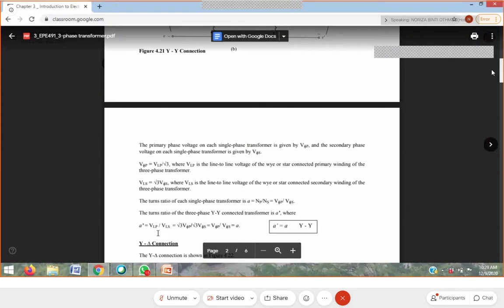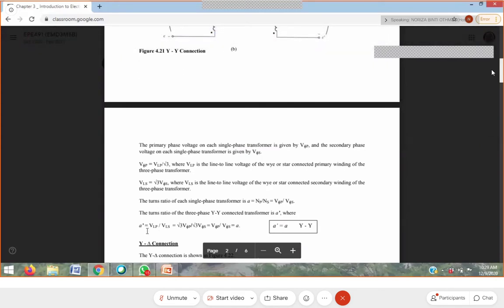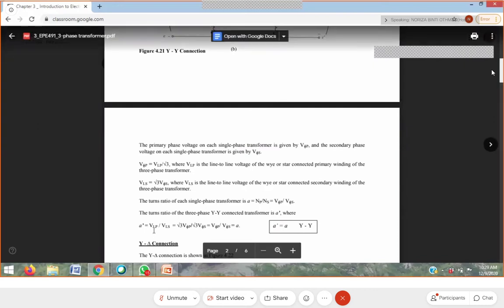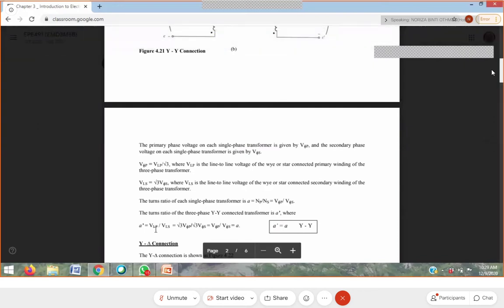The formula stays the same, where A prime is equal to V line primary over V line secondary. For single phase we just take V, because in single phase V line and V phase are the same. Here V line and V phase are different, because it is a Y connection. So V line P, which is V line 1, over V line 2 equals root 3 V phase 1 divided by root 3 V phase 2. This converts from line to phase.